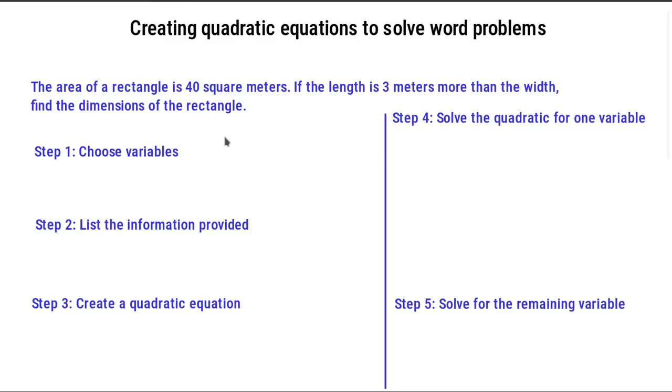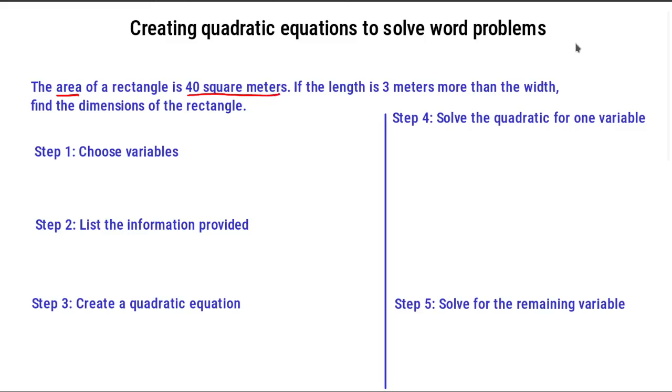The area of a rectangle is 40 square meters. If the length is 3 meters more than the width, find the dimensions of the rectangle. All right, so let's go back over that carefully and highlight the key information here. First of all, we see that the area is 40 square meters.